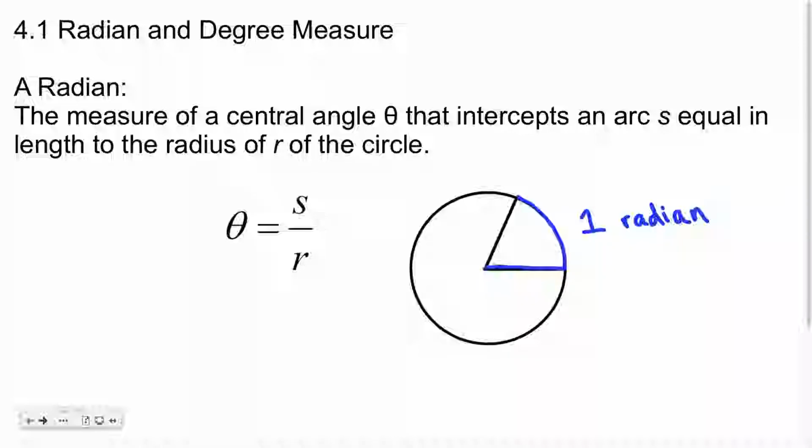Basically, a radian is measured as the arc length over the radius. You're really not going to have to necessarily know that, but that is how a radian is measured. Let's talk about how that's helpful for how we can convert back and forth.